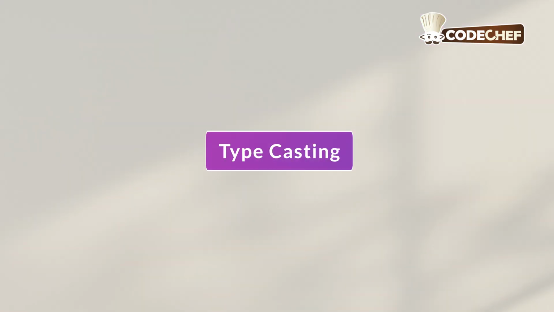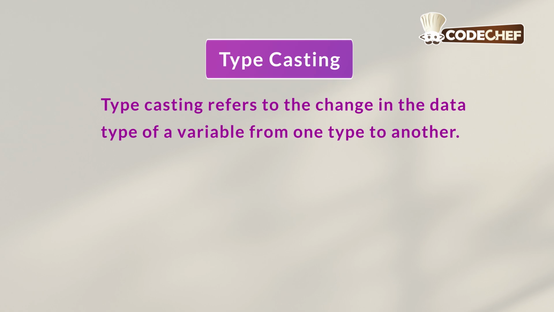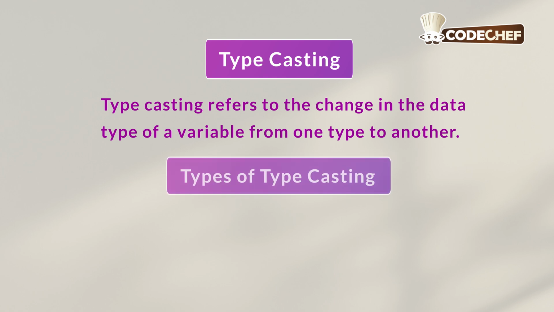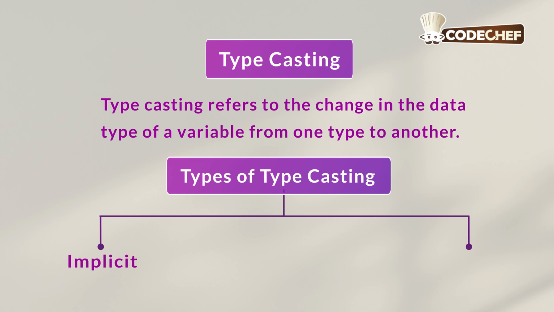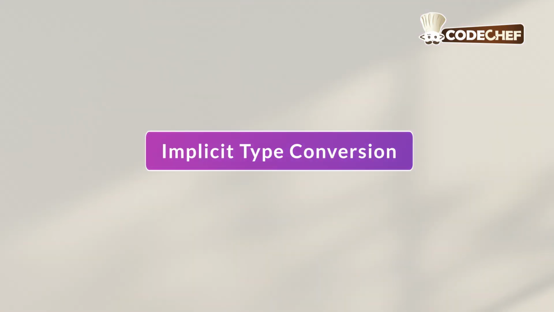Now the next topic is typecasting. Before we get on to the types of typecasting, let's discuss its definition. So typecasting, also known as type conversion, means changing the data type of a variable from one type to another. There are two types of typecasting. First is implicit, second is explicit. Let's start with implicit typecasting.